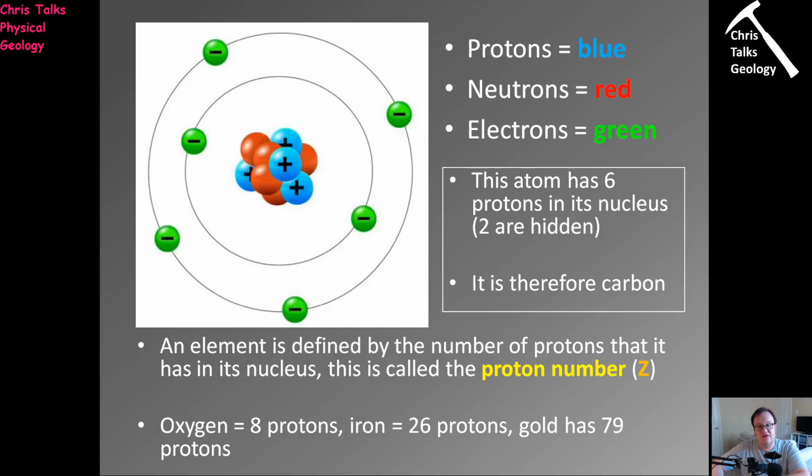So for instance, if you have 8 protons, you have oxygen. 26 protons is iron, and 79 protons is gold. That's essentially how we classify the elements. It's based on the number of protons in the nucleus. Now this is referred to as the proton number, and it's given the abbreviation Z.